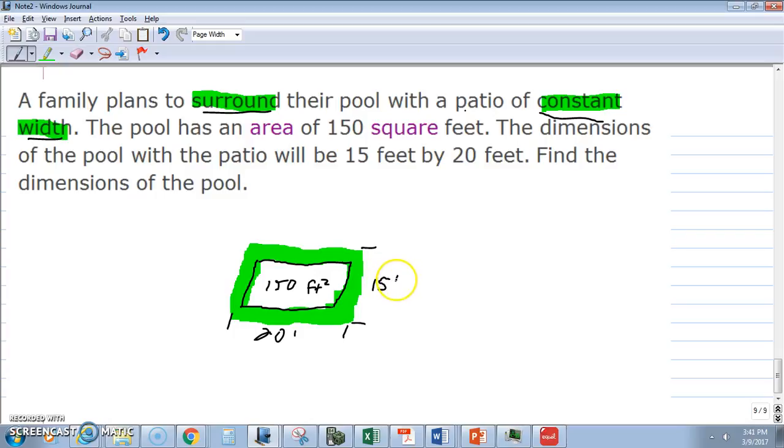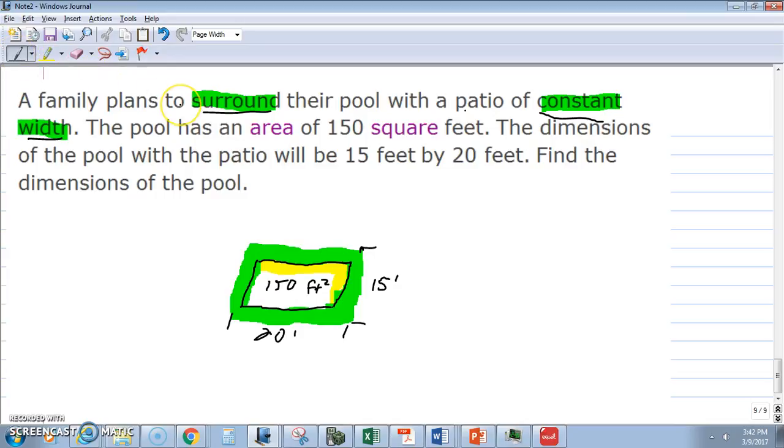Now, a lot of you had the idea that we could find the area of the whole thing and then find the area of the pool and subtract. And you can do that, but that doesn't actually give us the answer we're looking for, right? That gives us the area of just the green part. But what we actually want is the dimension. So we want the length of this yellow side and the length of here. So we want to know the dimensions of just the pool, right?